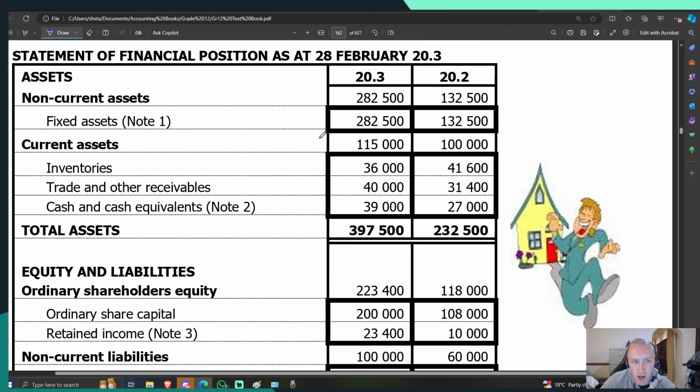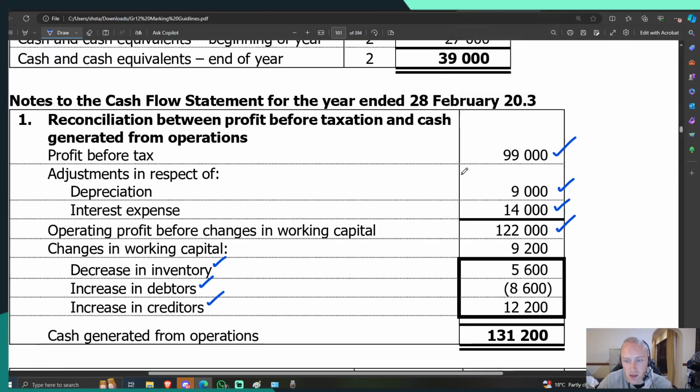We're going to go to the statement of financial position, or balance sheet, for this part. First, we look at our inventories. Did our inventories go up from 20.2 to 20.3, or did it go down? Well, it went down, which means we've sold more inventories than we've purchased, which means that change in inventories is a cash inflow. So we don't put it in brackets. 5,600, there it is. It's a decrease in inventory. 5,600, a cash inflow. That's why it's not in brackets.